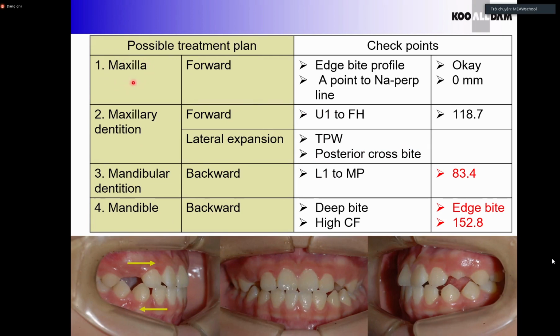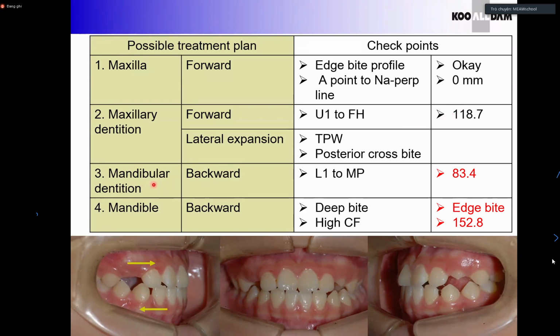This is maxilla. In some cases we want maxillary forward movement. This time the checkpoint is edge to edge bite, profile is okay. And A point to nasion perpendicular line 0.0 millimeter is normal. Maxillary dentition, U1 to FH: if this value is lingual version, we can achieve anterior crossbite correction through labial version. However, this patient is almost normal rather than labial version.